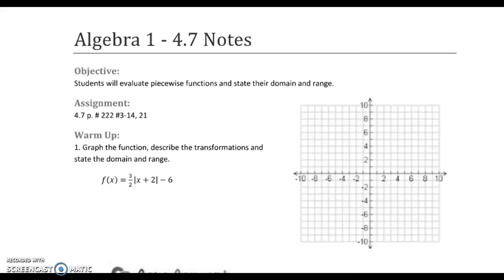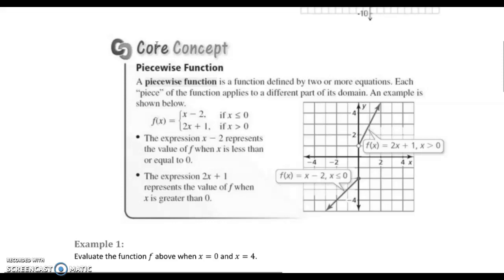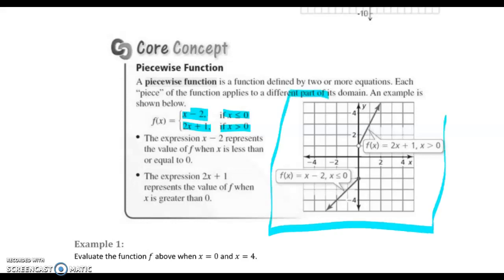Okay, so we're working on evaluating piecewise functions and stating their domain and range. A piecewise function is just a function that has two or more equations. If you see right here, this one has two different equations of lines, but then its domain cuts off each line to where the lines don't go on forever. When you look at this graph down here, it's in two pieces, and we would have to actually look at it to figure out what the domain or the range was.